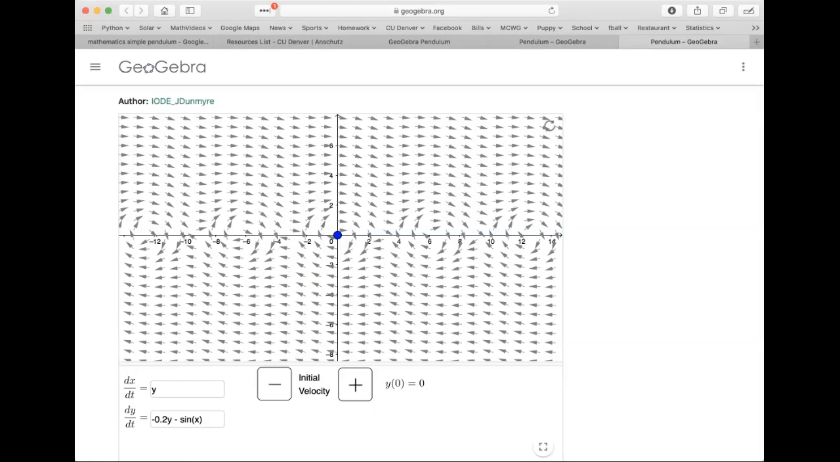And that's what we're looking at over here. So here's this app. And you can see, looking down at the lower left corner of this window, we're working with the same exact equations that we have. They're calling theta x, and they're calling v y. Otherwise, it's the same equation. So on the top, we have d theta dt is v. On the bottom, we have dv dt is equal to minus 0.2 v minus the sine of theta. Okay, so we just needed to change those letters.